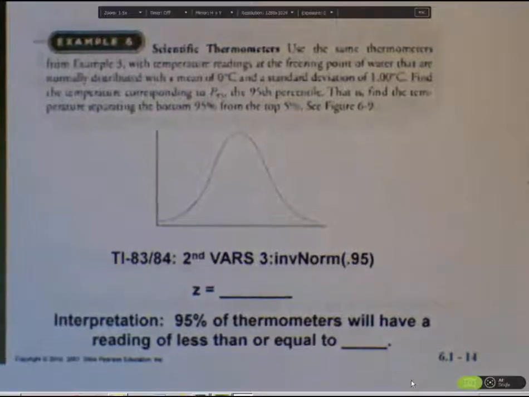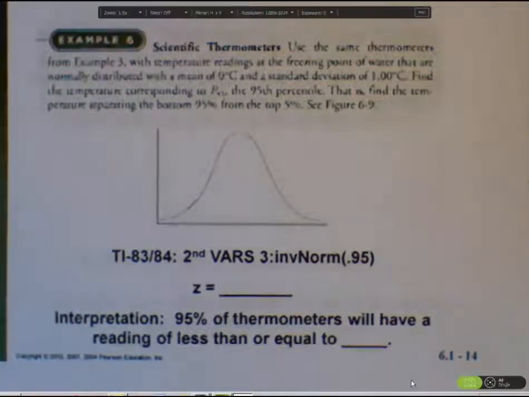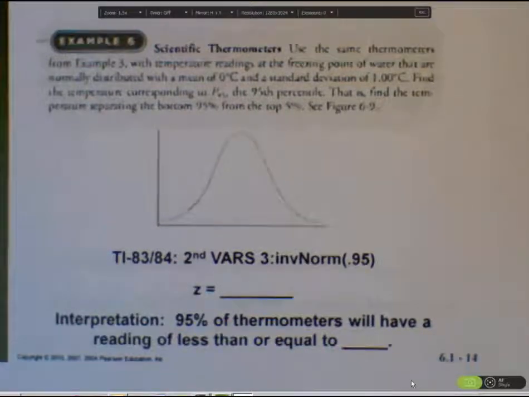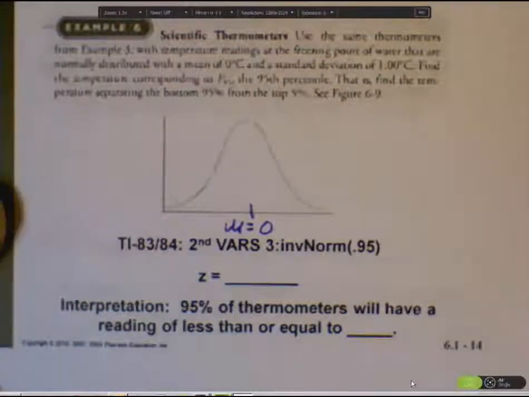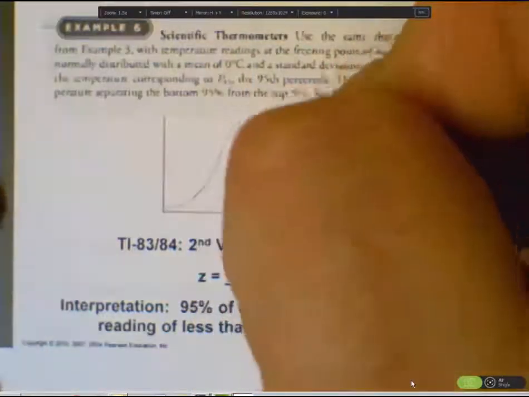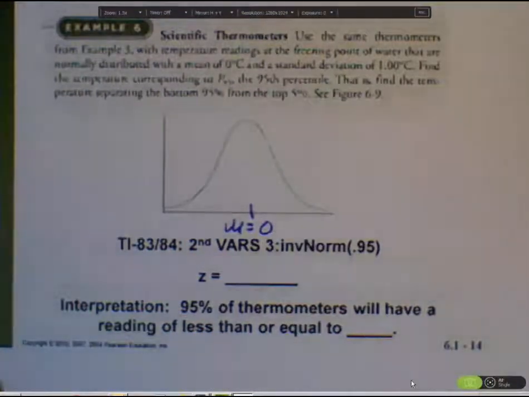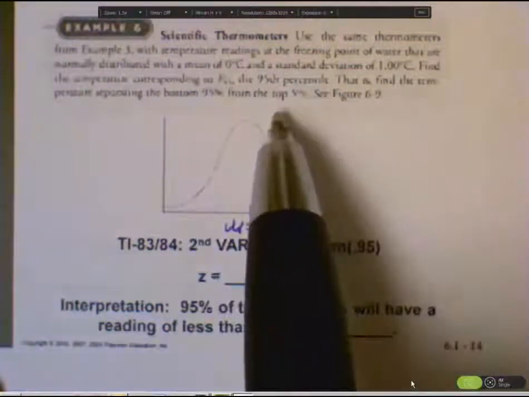All right, example 6 is using the same thermometers with a mean reading of 0 and a standard deviation of 1. Find the temperature corresponding to the 95th percentile. We have to think about what 95th percentile means. We have the mean temperature reading is 0, and we're not looking for a probability here. It doesn't say find the probability or find the area. It says find a temperature. A temperature is a z-score. And we want to find the temperature that separates the bottom 95% from the top 5%.